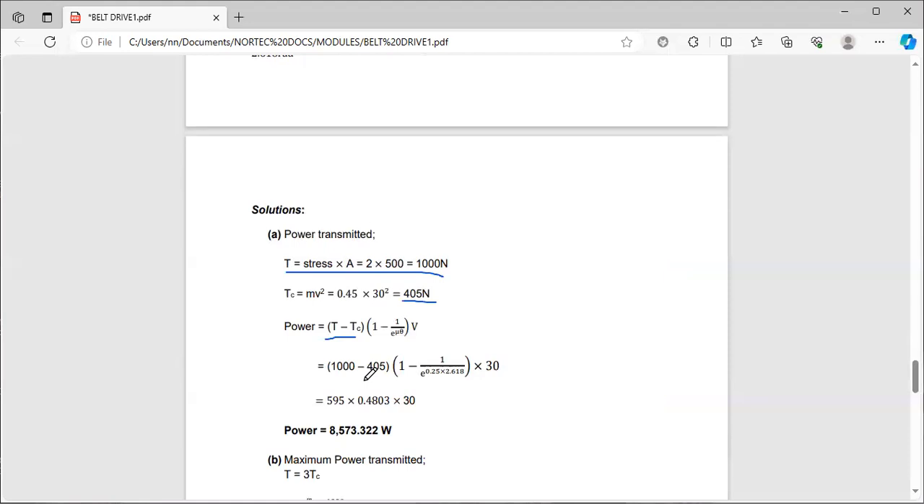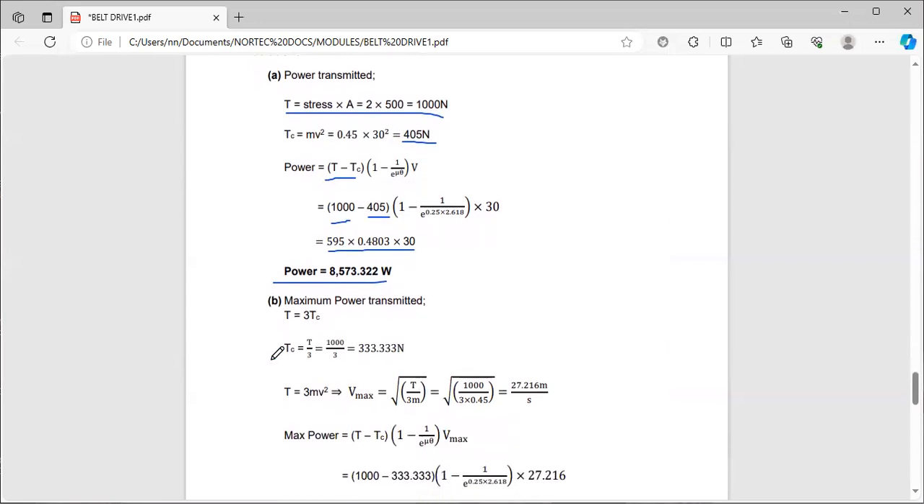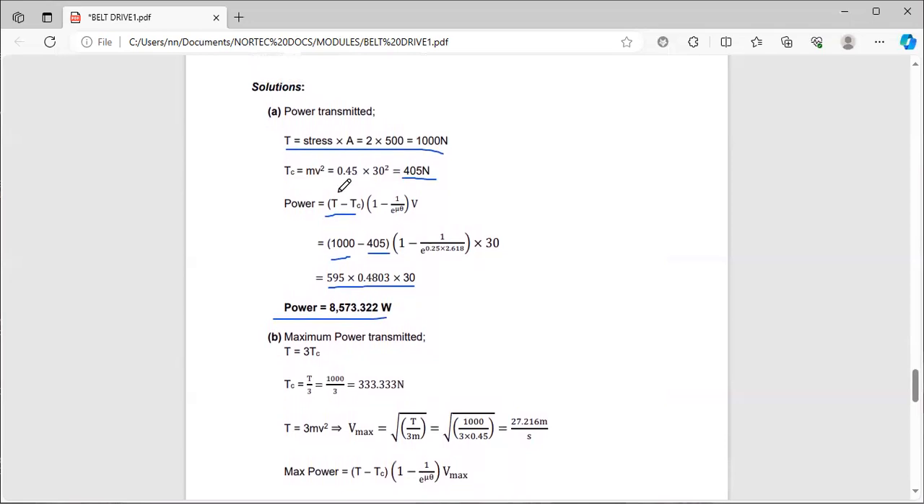Then from there, we can now substitute. The T is 1000. Tc 405. Then e raised to power mu 0.25, the theta is 2.618. When you enter this in your calculator, the end result is this. You have 595 by 0.4803 by 30. And your power is 8573.322 watts. This is just the power transmitted.